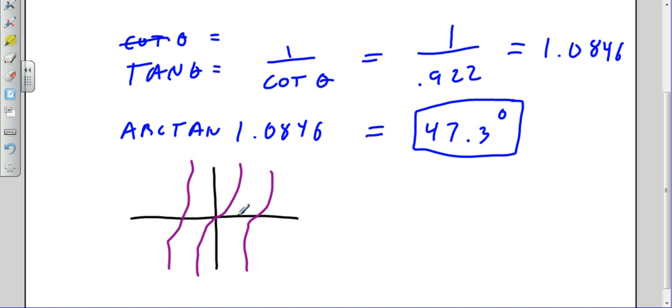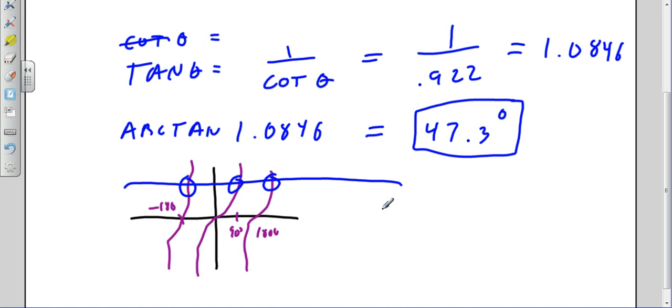And so this is 90 degrees, this is 180 degrees, over here is minus 180 degrees. And if you ask yourself, if the tangent of theta is 1.08, and you draw a line there, you're going to have multiple answers. You're going to have an infinite number of answers because the cotangent function continues like that, going both ways to plus and minus infinity.